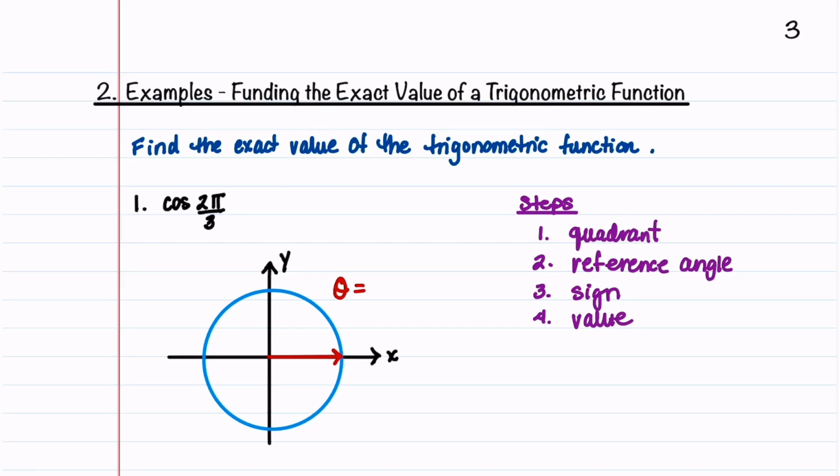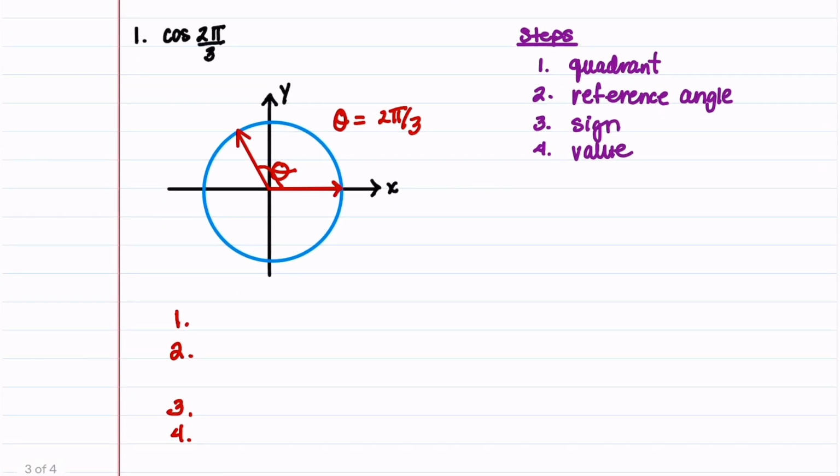In our first example, we need to find the value of cosine 2 pi over 3. So our theta is equal to 2 pi over 3. An angle of 2 pi over 3 looks like this. This angle is located in our second quadrant. So let's write down quadrant 2. The second step we need to do is find the reference angle.